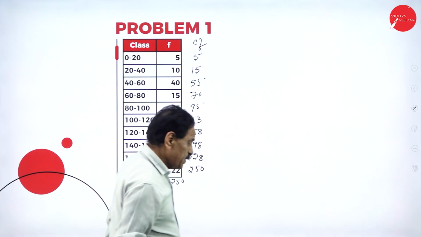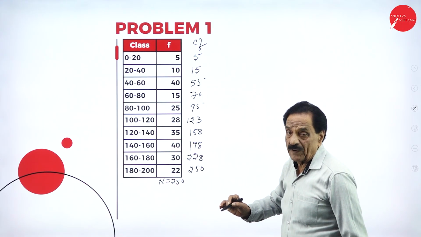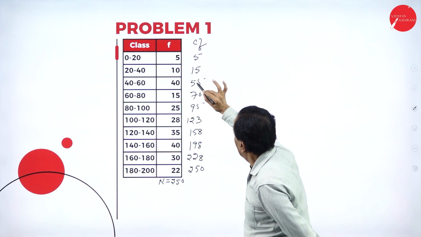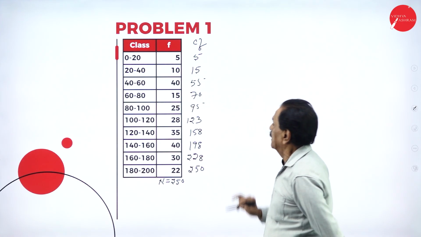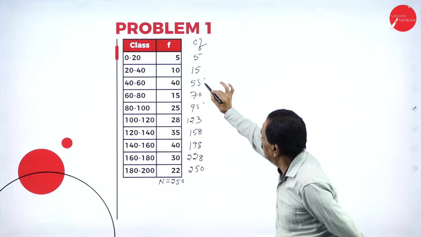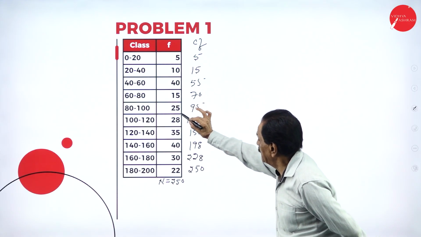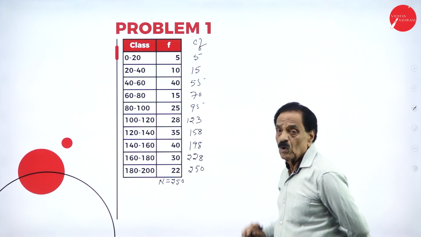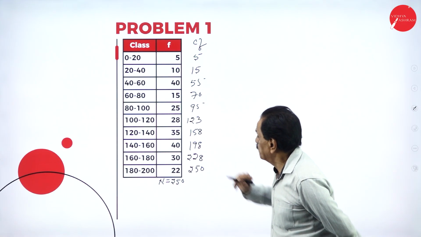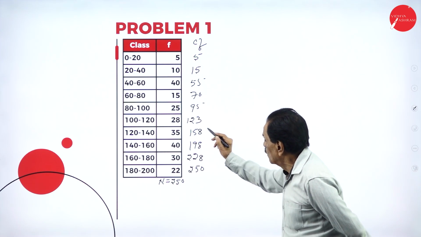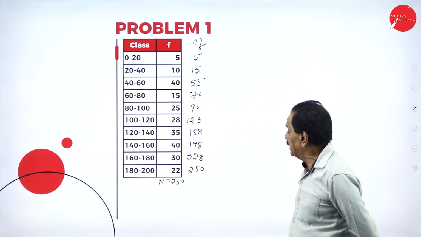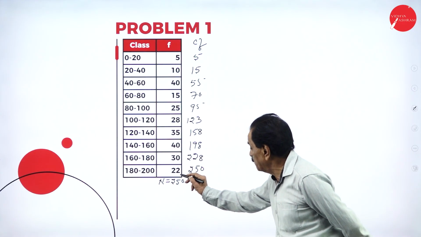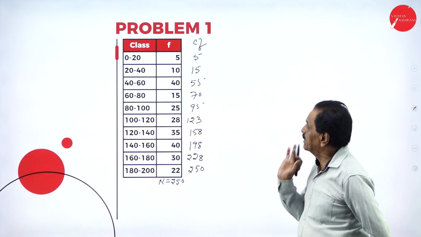So, how to do this? Make the cumulative frequency. What is the first number? 5 plus 10, 15 plus 40, 55 plus 15, 70. For 70, 25 should be added, become 95. 95 plus 28 is 123. 123 plus 35 is 158. 158 plus 40 is 198. 198 plus 30 is 228. 228 plus 22 is 250. That is the first step.